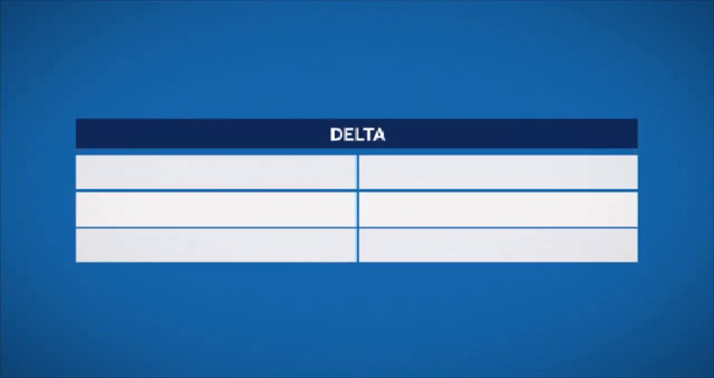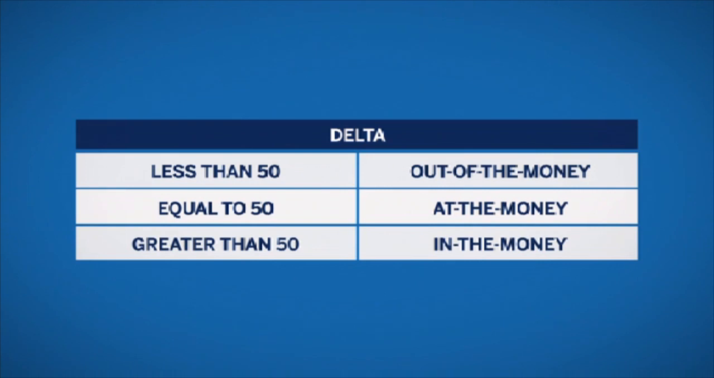If an option delta is less than 50, it is said to be out of the money. If the delta is greater than 50, the option is said to be in the money. If the delta is equal or close to 50, the option is said to be at the money.